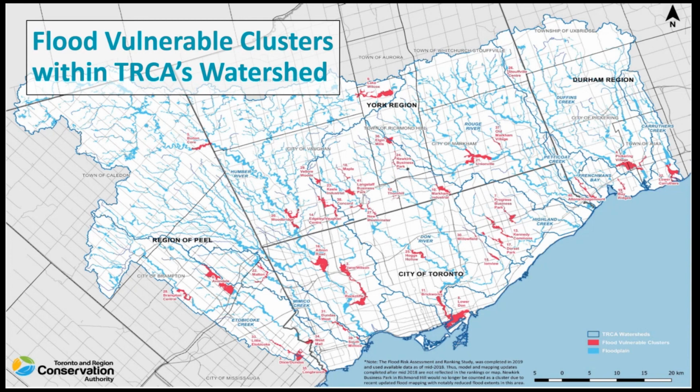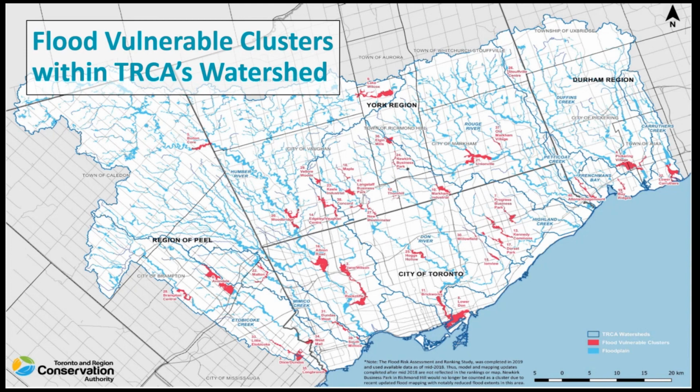A note that the flood risk assessment and ranking study was completed in 2019. As such, it utilizes the floodplain maps and models that were available to TRCA and IBI as of mid-2018. Models and mapping updates that were finalized after that time are not reflected in these rankings, damages or maps associated with the flood risk assessment and ranking study, or the FRAR study. As TRCA is continually updating floodplain information, this information will become superseded over time.